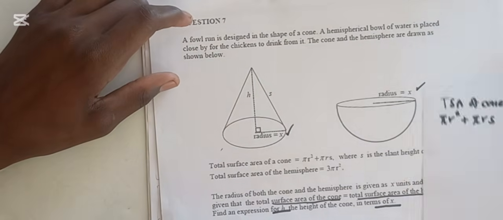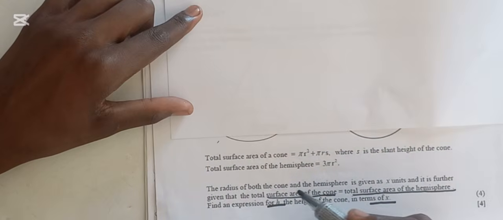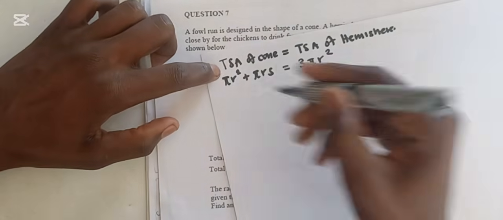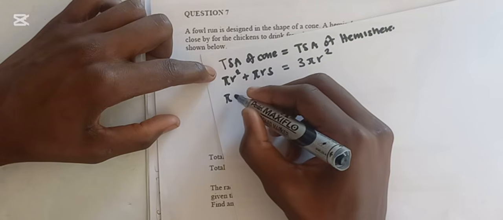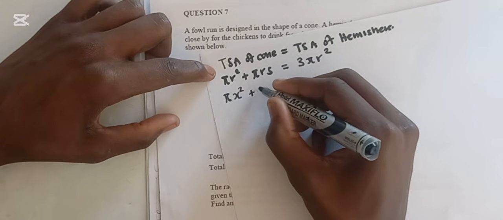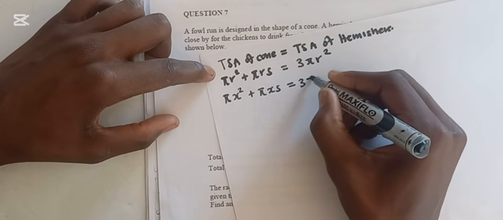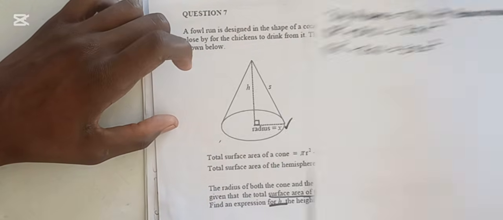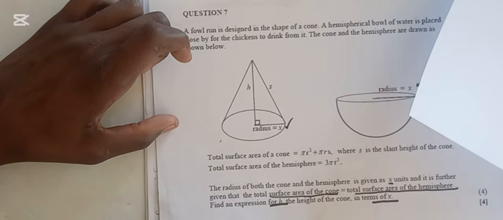So if we take a look here, where can we find the x that they're talking about? Oh, they've given us that both the radius is equal to x. So in terms of the radius, we can put the x. In terms of the r, we can put x. So this is going to be pi x squared plus pi x s, and 3 pi x squared. Perfect. So how can we find the value of h here?